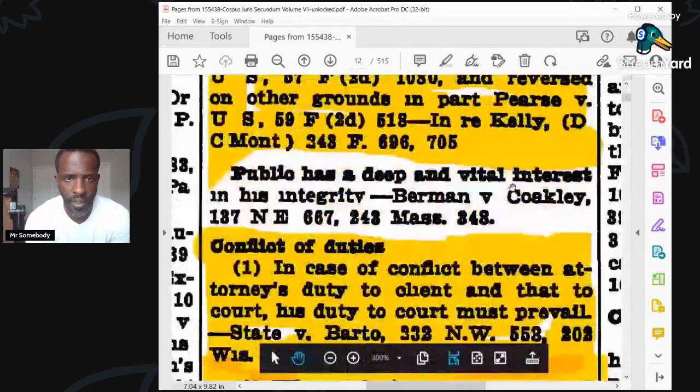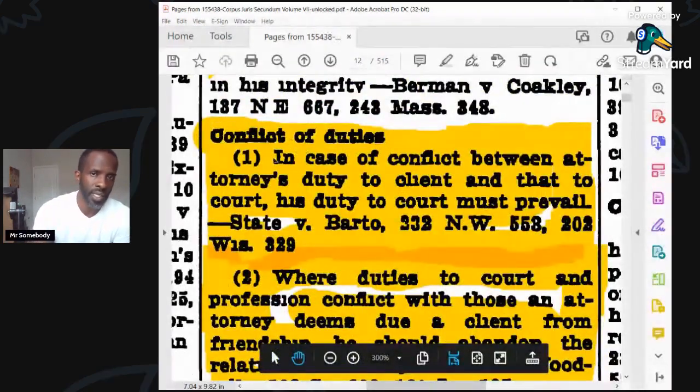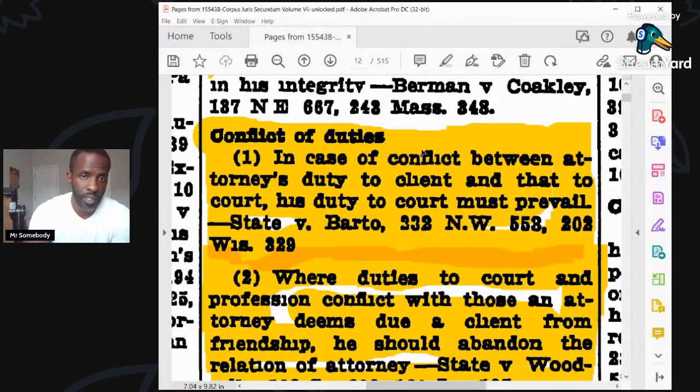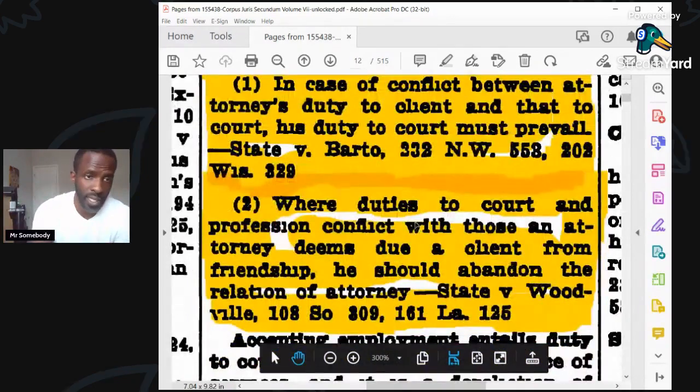Let's go down to the second point, the conflict of duties. In case of conflict between attorney's duty to client and that to the court, his duty to court must prevail. So it's saying, hey, if there's a conflict of interest, then get out of it. But that has to be a formal thing, and you have to ask for permission from the judge. Again, this is not legal advice. This is just from my own research and my own investigations.